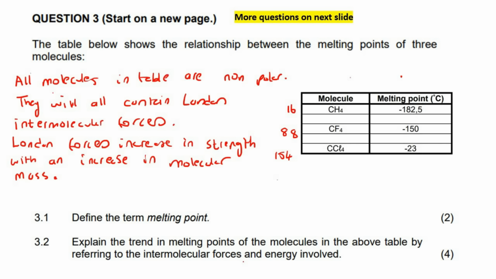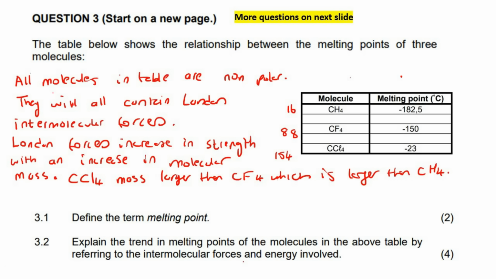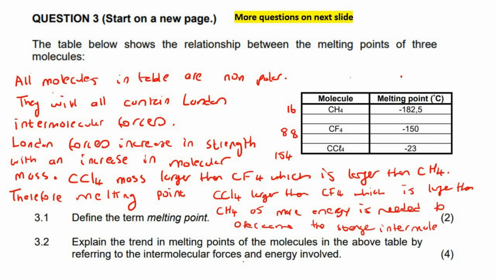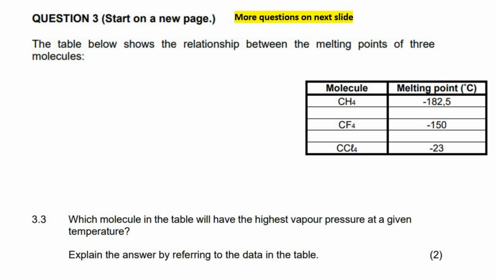Okay, we now need to just say that CCl4 mass is larger than CF4, which is larger than CH4. So we can say something like, therefore, the melting point of CCl4 is larger than CF4, which is larger than CH4, as more energy is needed to overcome the stronger intermolecular forces. This one says, which molecule in the table will have the highest vapor pressure?